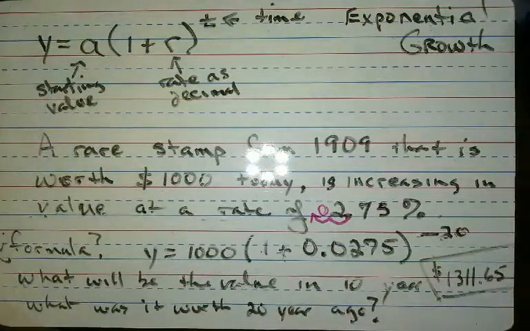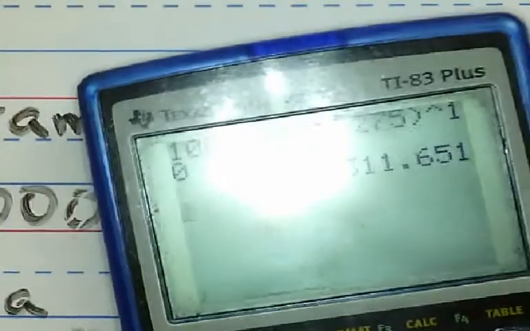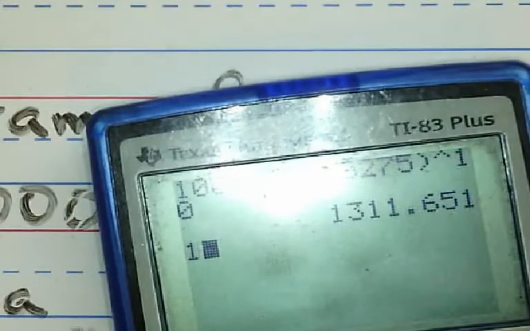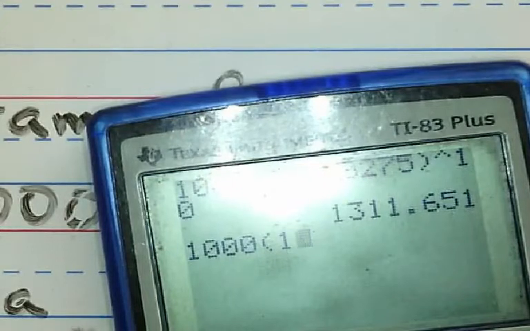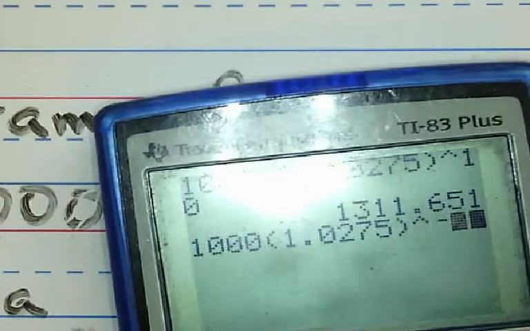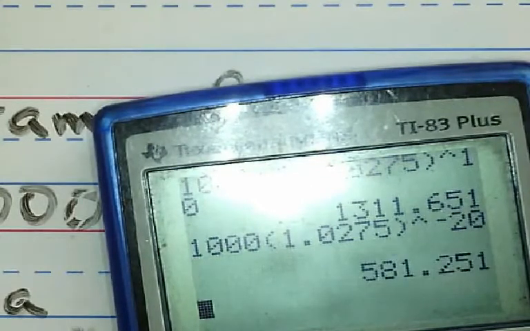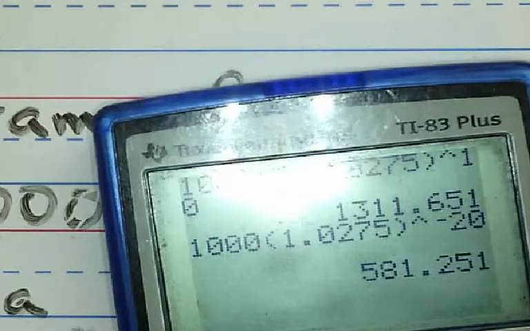So, let's put the calculator back here. And then we can zoom in on the calculator. 1,000. And then parentheses 1.0275 raised to the negative 20. Kaboom! What is it going to be? $581, which makes sense, right? It would be less money if it's growing every year. Then it had to be smaller in order to get larger, right? 581.25.